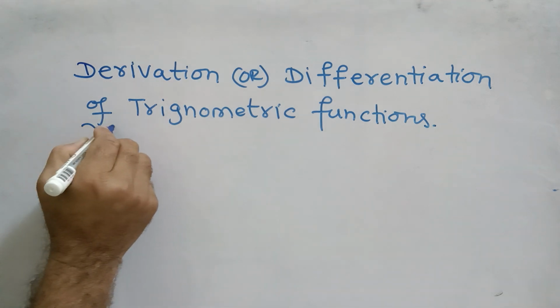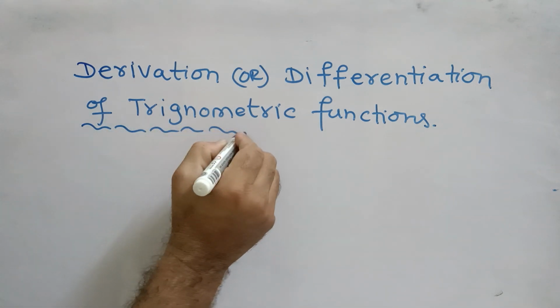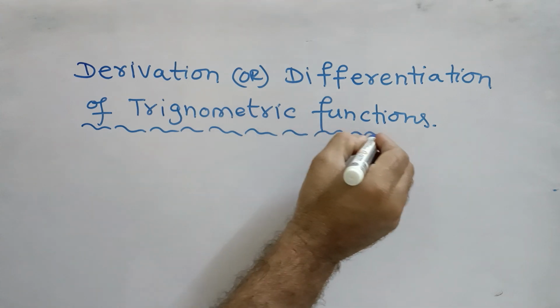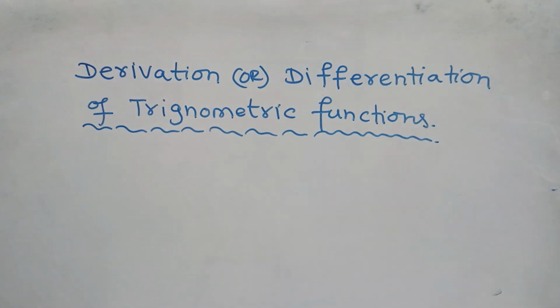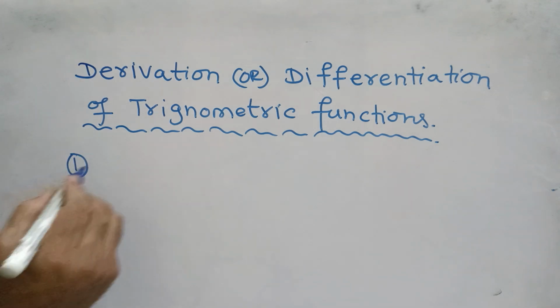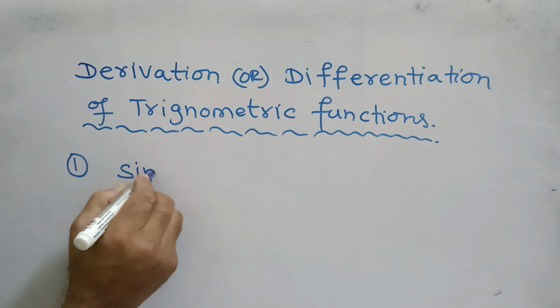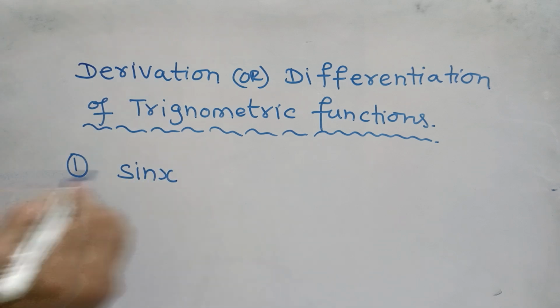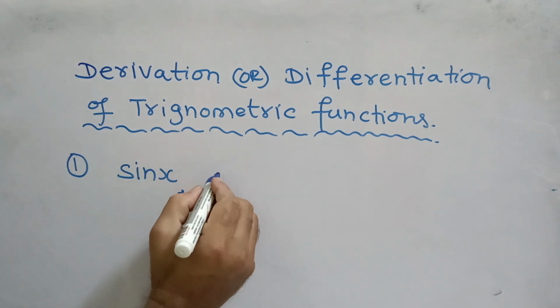Out of which I already discussed in the last presentation, but I am repeating for your easy and quick reference. The first one is, what is the first function? Sin x, no? The first trigonometric function is sin x. And then for this, what is the derivative?